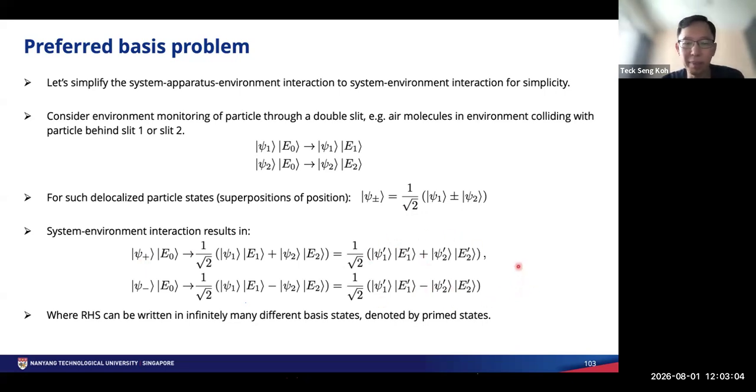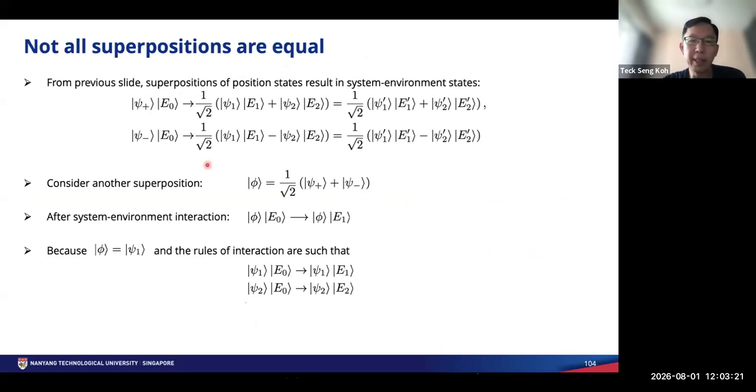And you can actually write these in infinitely many bases. You just need to go from basis E to basis E prime, psi to psi prime. Okay, then with this set of rules of how the environment measures the system, let's consider a different superposition of the system, phi, which is the superposition of psi plus and psi minus. And going by the same rules, the environment will measure actually E1. The environment is now in a product state with the system and not an entangled state. And why is that so? Well, because psi, or phi rather, which is a superposition of plus and minus, if you add them up, it's just psi 1.